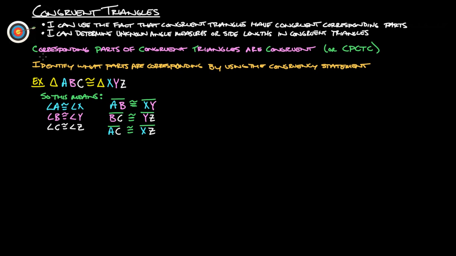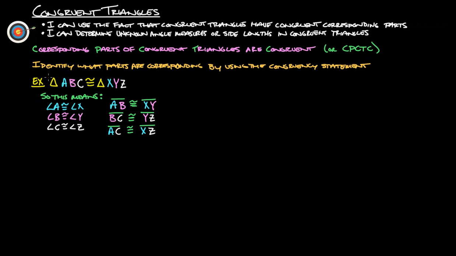First thing here, we know that corresponding parts of congruent triangles are congruent. We actually call that CPCTC: Corresponding Parts of Congruent Triangles are Congruent. CPCTC is used a fair amount in proofs, which we're going to come to later on.